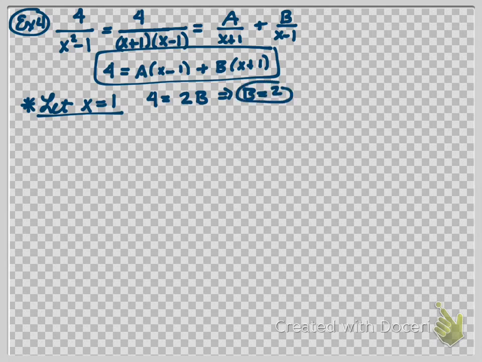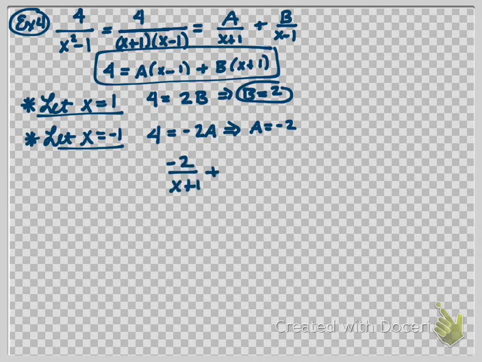All right, what's my next choice? Let x equal negative 1. And then again, we still have 4 on the left. And then when I plug in negative 1 into the a factor, I get what? Negative 2a. What happens to my b? It goes away. So we're left with a equals negative 2. And my partial fraction decomposition is negative 2 over x plus 1 plus 2 over x minus 1.